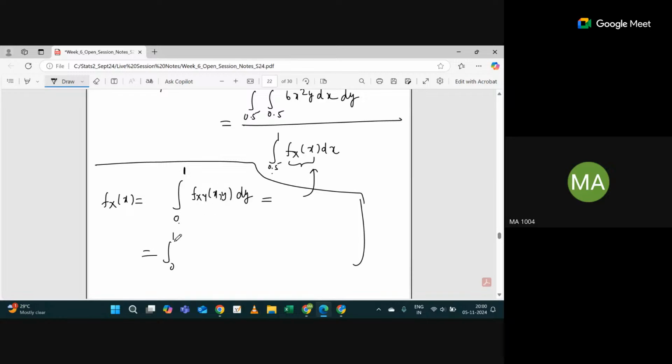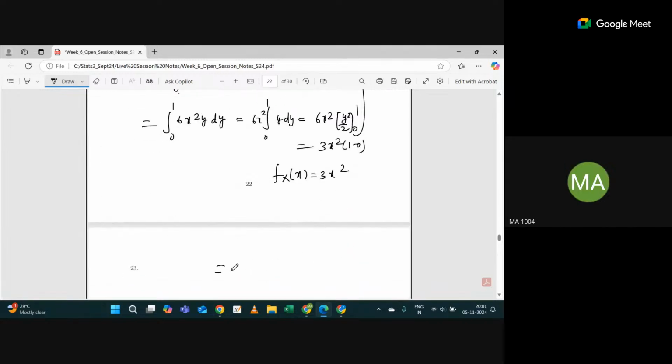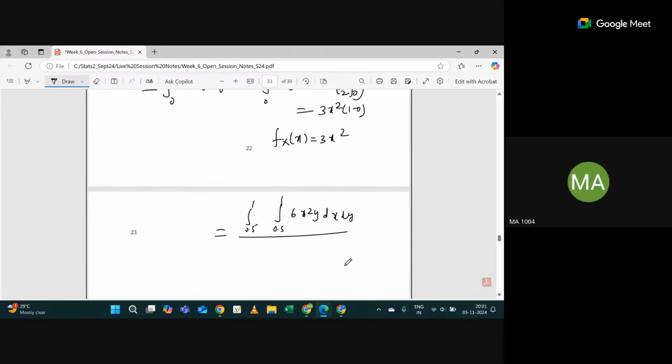Let's do it. So this is the integral of 6x squared y dy. I can take 6 outside, from 0 to 1. Since I'm integrating with respect to y, I can take 6x squared outside. So it will be 6x squared times y squared by 2, from 0 to 1. It will be 2 to 3, so 3x squared times (1 minus 0). So fx(x) is nothing but 3x squared. Now your numerator part will be the integral from 0.5 to 1 and 0.5 to 1 of 6x squared y dx dy. The denominator part is, since probability x greater than 0.5, the integral from 0.5 to 1 of 3x squared dx.